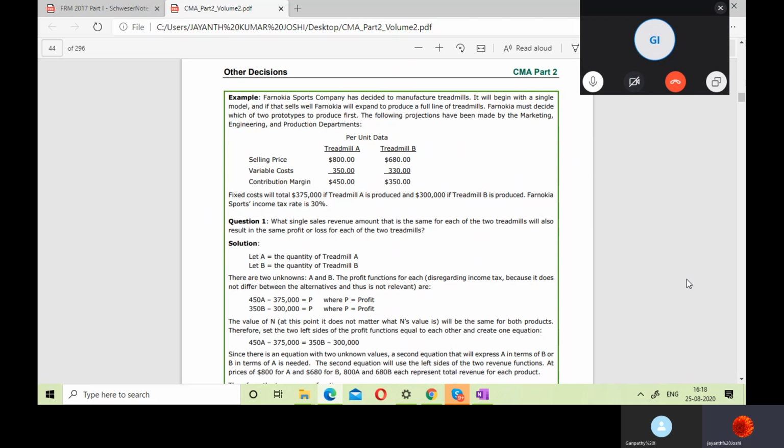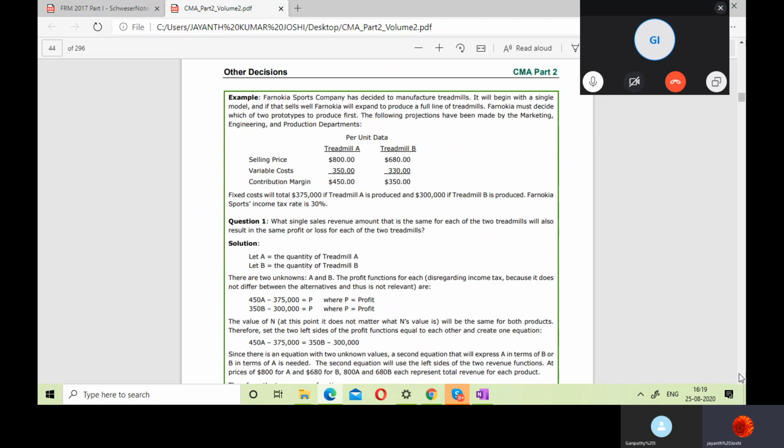Farnokia Sports Company has decided to manufacture treadmills. It will begin with a simple model, and if that sells well, Farnokia will expand to produce a full line of treadmills. Farnokia must decide which of the two prototypes to produce first. The following projections have been made by the marketing, engineering, and production departments.